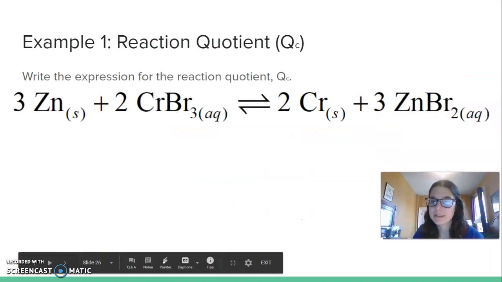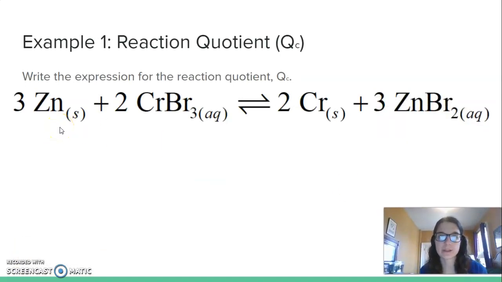So here we have an example. We want to write the expression for the reaction quotient, Qc, for this reaction. So first thing I notice is I have zinc solid and chromium solid here, so I will not be including those. My product is going to be zinc bromide. So I will have the concentration of zinc bromide, ZnBr2, to the third power, divided by the concentration of chromium bromide, CrBr3, to the second power. So that should be my expression for the reaction quotient, Qc.